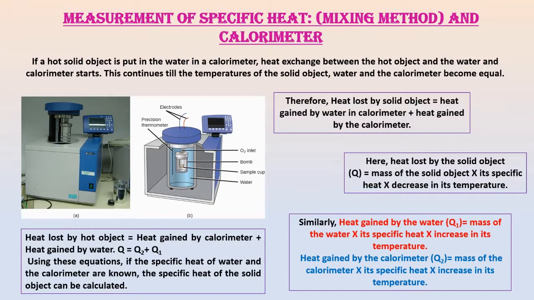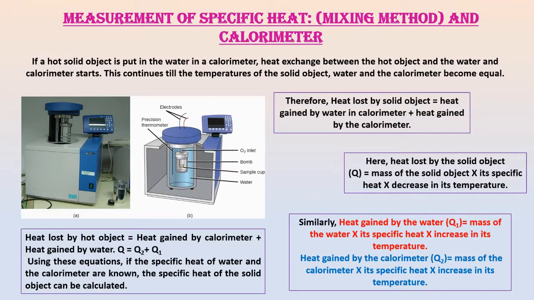So finally we come to a formula, which is: the heat lost by the hot object is equal to the heat gained by the calorimeter plus the heat gained by water. Now we denote the heat lost by the solid object by Q, the heat gained by water in the calorimeter by Q1, and the heat gained by the calorimeter by Q2. So we get Q is equal to Q2 plus Q1.